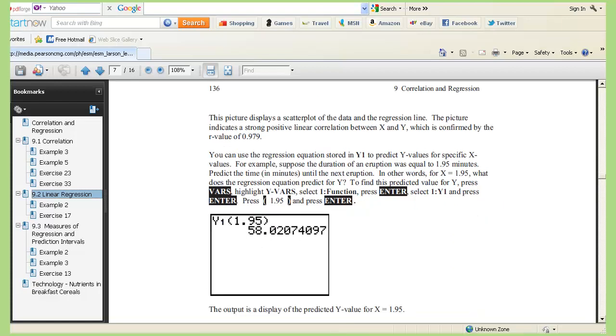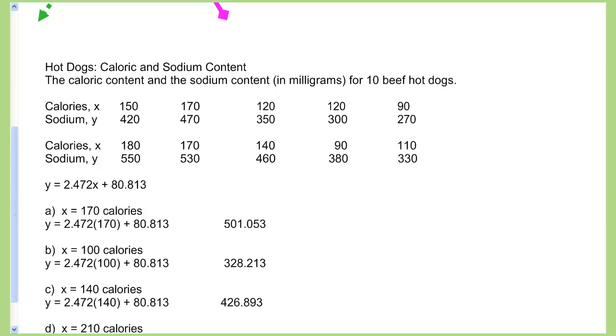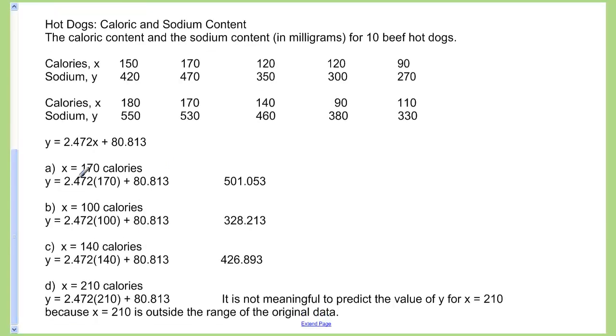So I've shown you this here, but you can actually do that with the calculator, and I just substitute each one of these numbers into that equation and get an answer. But you can do this on the calculator also, and it tells you how to do that where we just were. The only one I wanted to call your attention to is 210. It's not meaningful to predict the value of y for x equal 210.